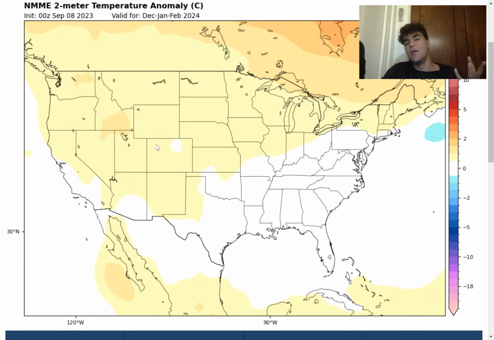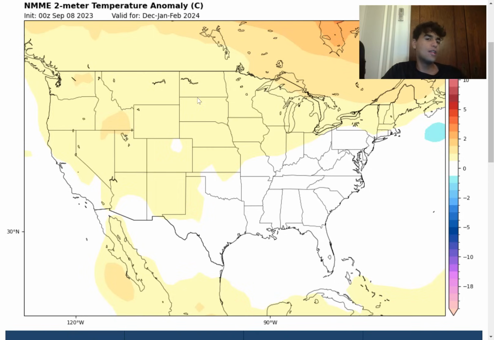Another thing that's good to take a look at is the NMME model, which is pretty much a computer model that combines all the most reliable North American models into one model to create the most accurate long-term forecast possible. And we do see, when it comes to its forecasts for temperature anomaly between the month of December and February, that much of the southeastern portion of the United States is expected to at least remain around average when it comes to temperatures, while the northern portions of the United States are expected to experience temperatures slightly above normal.